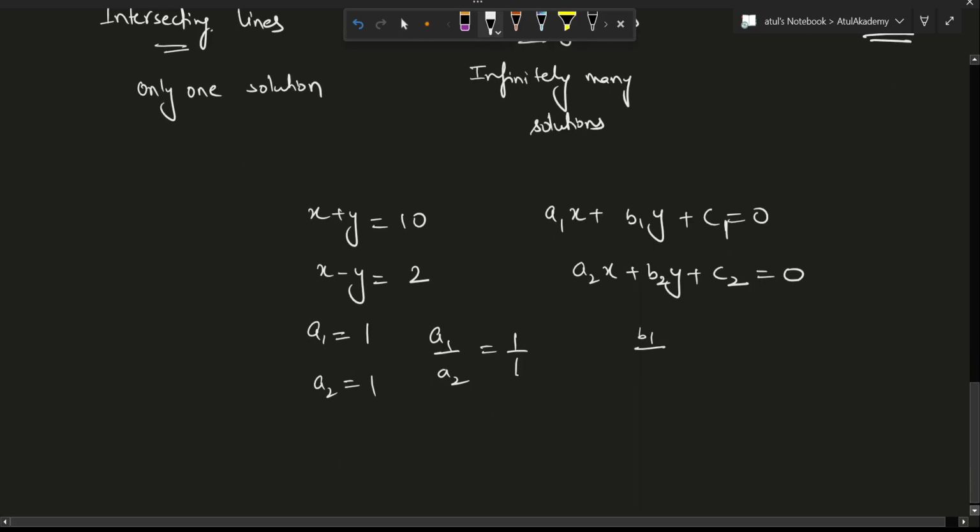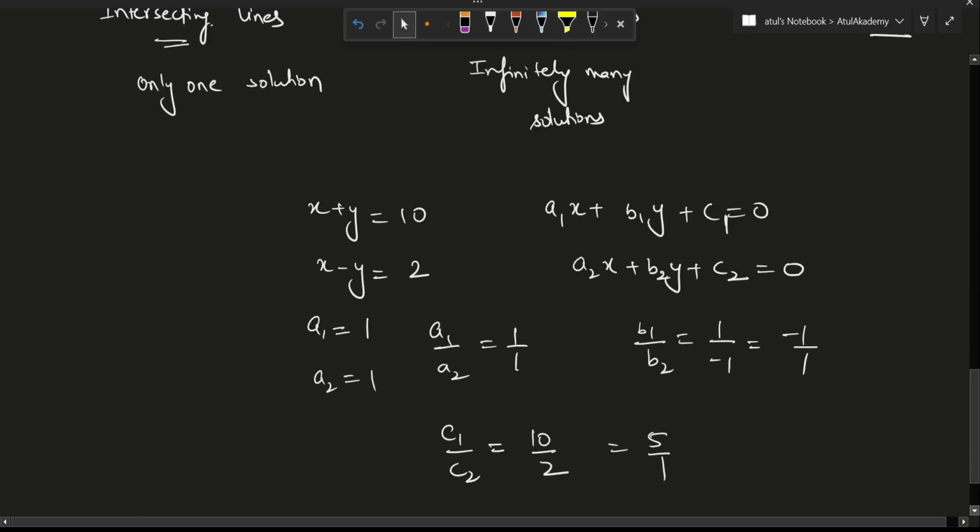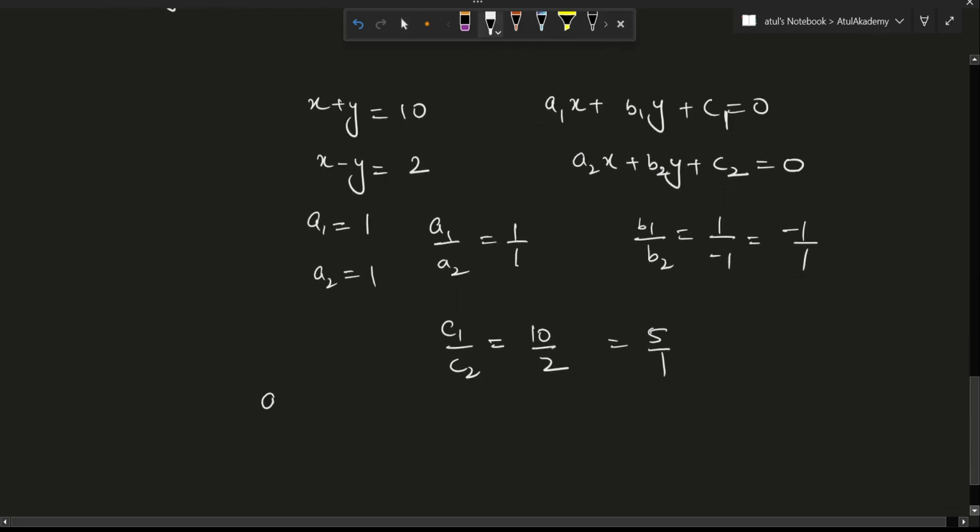Now let's see what b1 and b2 are. So what will be b1 by b2? That's 1 by minus 1, which is minus 1 by 1 also you can write. What is c1 by c2? If you bring the 10 and 2 on that side, you can write minus 10 by minus 2. So that is 5 by 1. Now from here, I have a1 by a2 is not equal to b1 by b2, because 1 by 1 is not equal to minus 1 by 1.